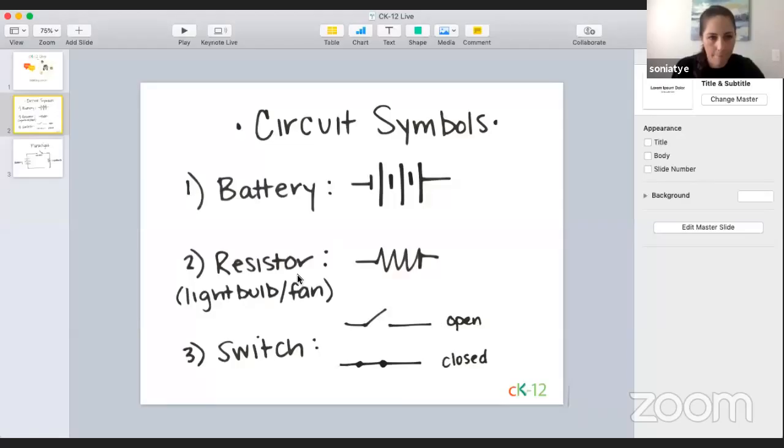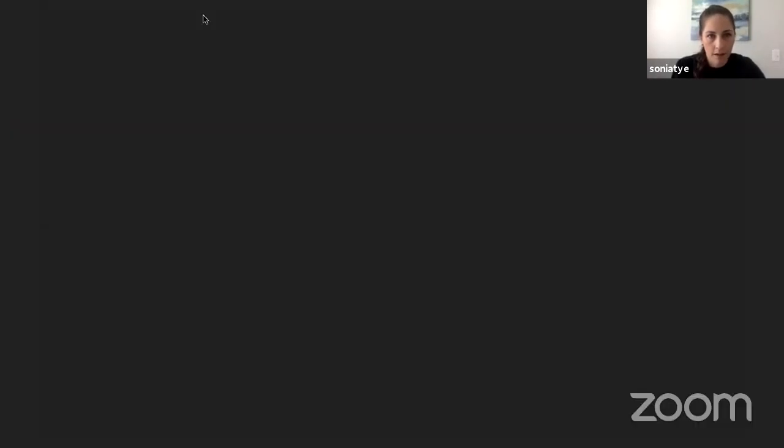Okay, so the first thing I'm gonna show you is how to draw a circuit diagram. Any of you out there like drawing? Awesome. Well, you're going to be great at this then. So let me share my screen.